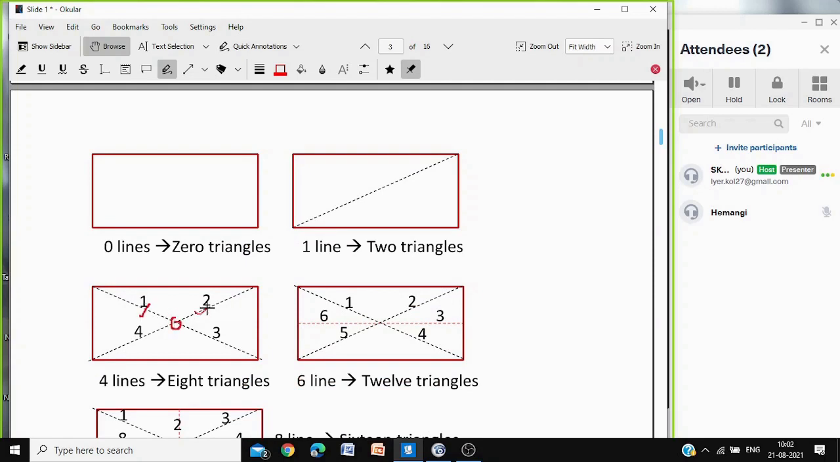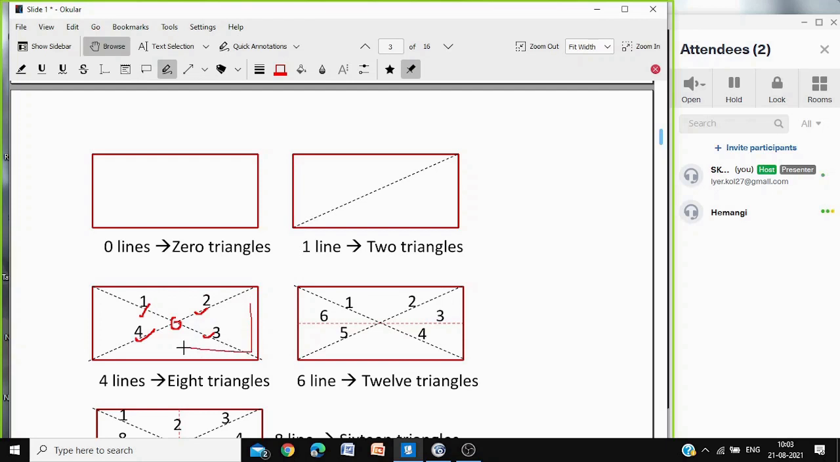1, 2, 3, 4, and we have got 8 triangles. How do we have 8 triangles? 4 smaller triangles, and this combined will be 1 triangle. Similarly, if you combine these 2, you will get 1 triangle. This and this combined will be 1 triangle. Similarly, if you combine, there can be 4 triangles also.